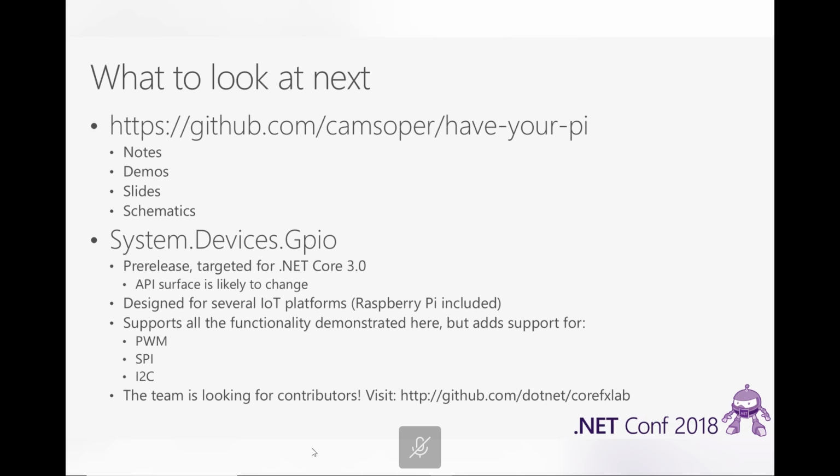It does support pulse width modulation, so that's the ability to kind of ramp up and ramp down power on a pin. So you could make LEDs brighter or dimmer. And it also supports SPI and I2C, which are serial interfaces for talking to things like temperature sensors and humidity sensors. Finally, the team has asked me to point out to you guys that they're looking for contributors. If this is something that you're really interested in and this is in your wheelhouse, by all means, go check out their GitHub and send them a few pull requests.